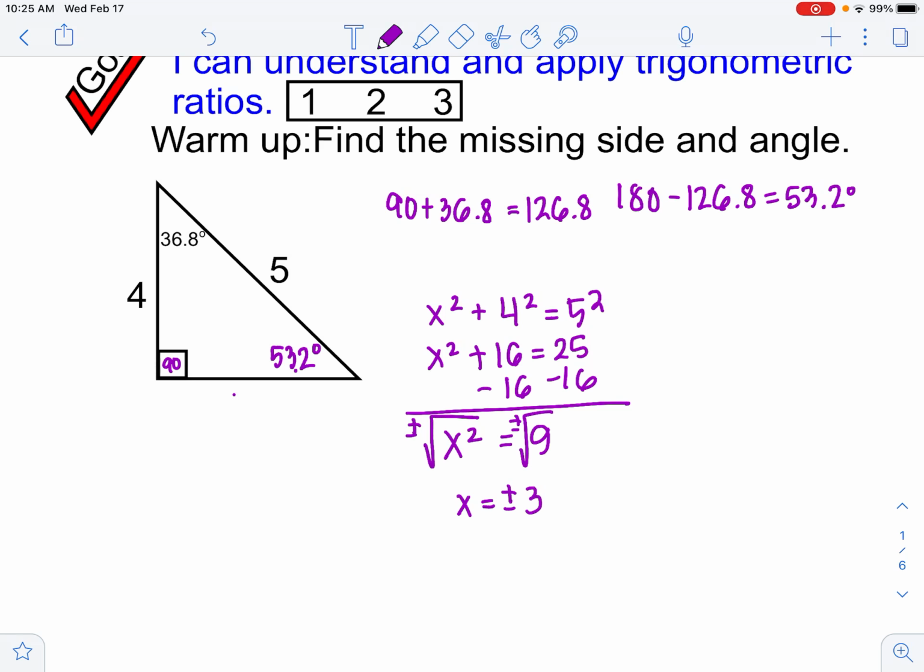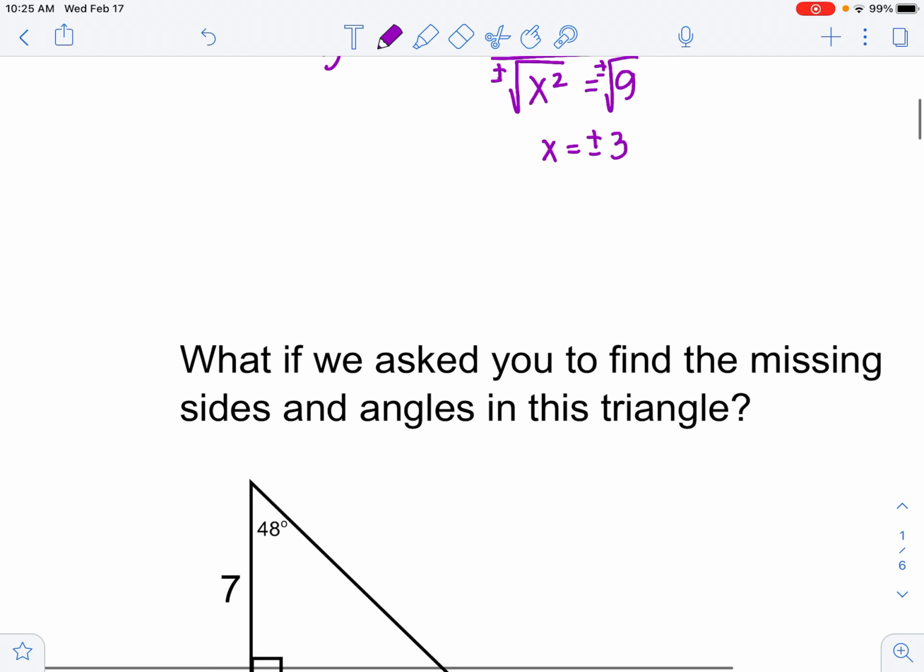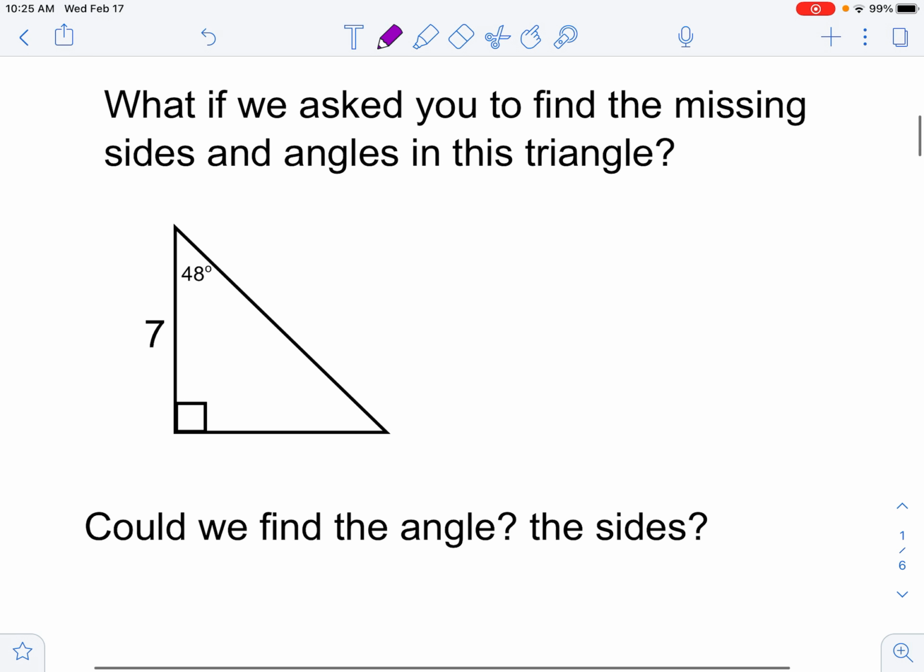Now, can x be positive or negative 3? No. X can just be 3. So I'm going to put just 3 over here. It can't be a negative 3 for length. Okay?